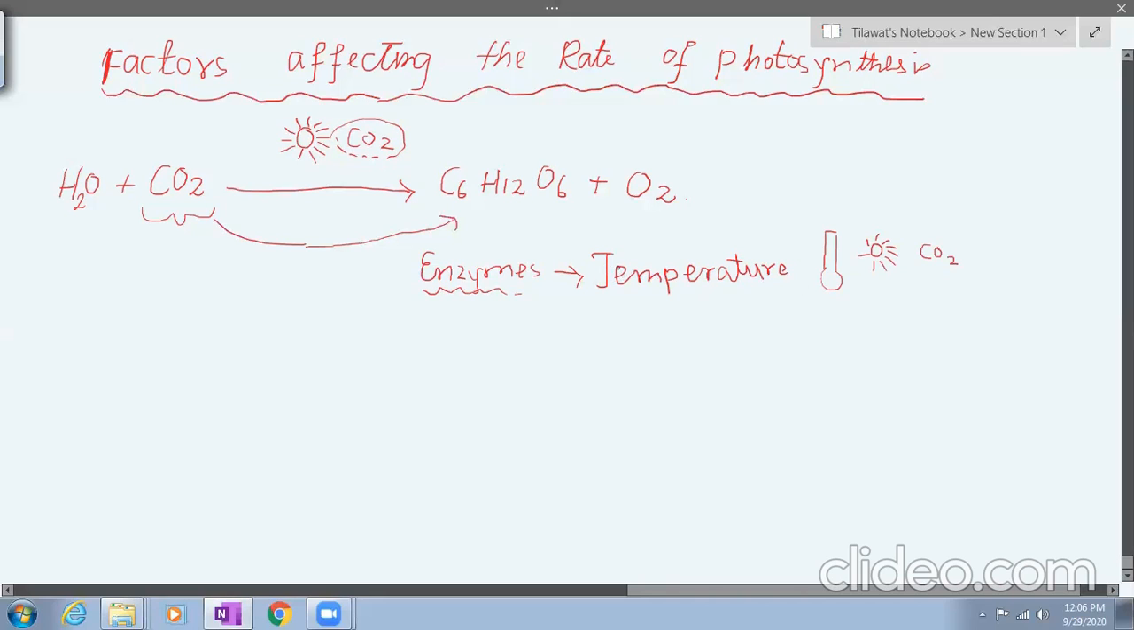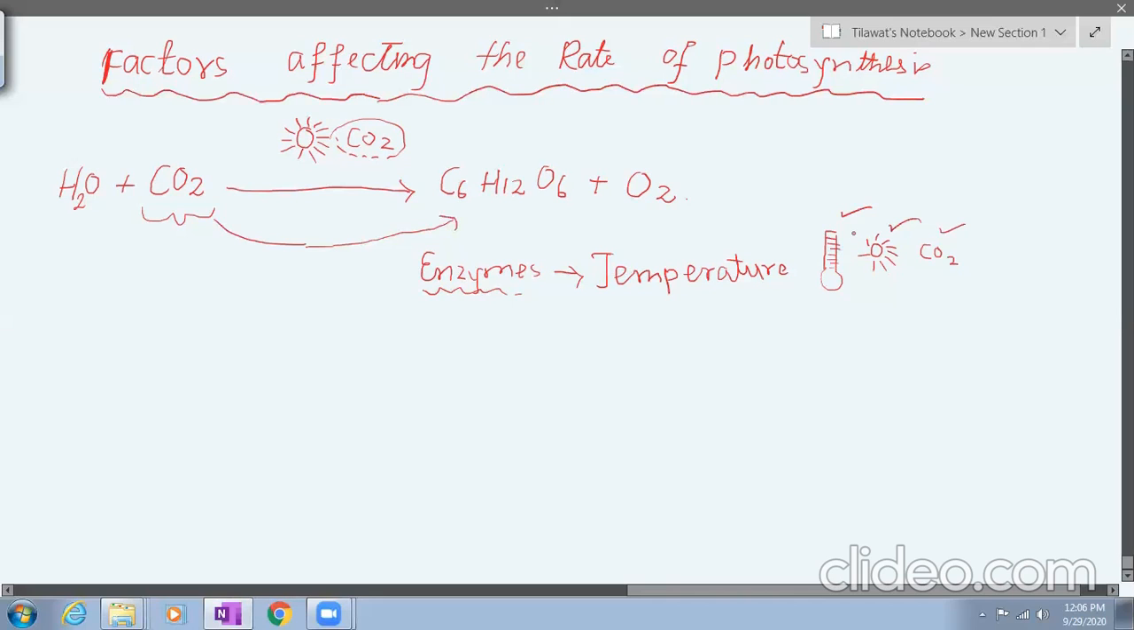Temperature is needed for enzyme activity, because if you decrease the temperature, the enzyme will not work well because the kinetic energy of the molecules is less. So to work better, enzymes need optimum temperature. So one of the factors for photosynthesis is temperature. So we have temperature, sunlight, and carbon dioxide.